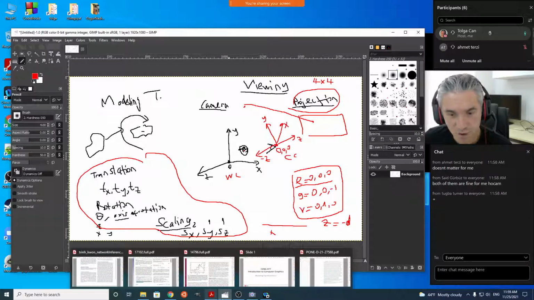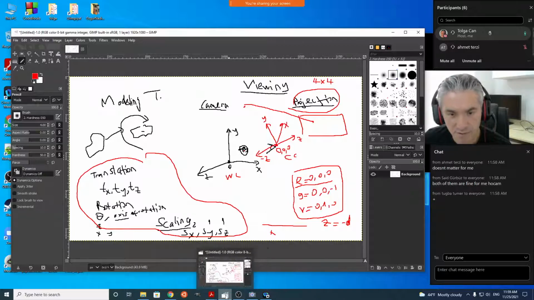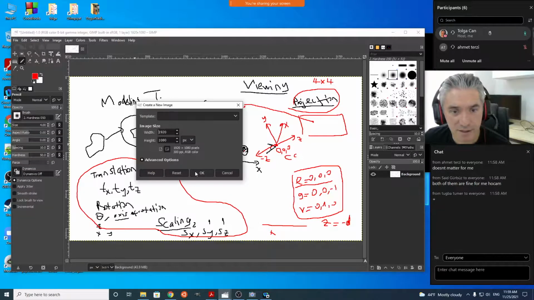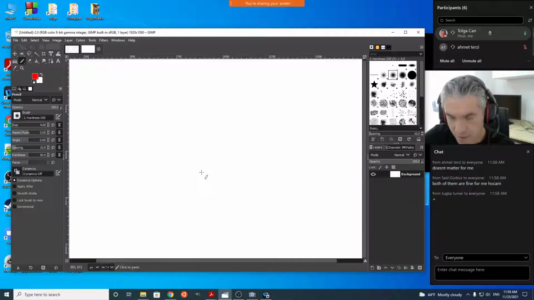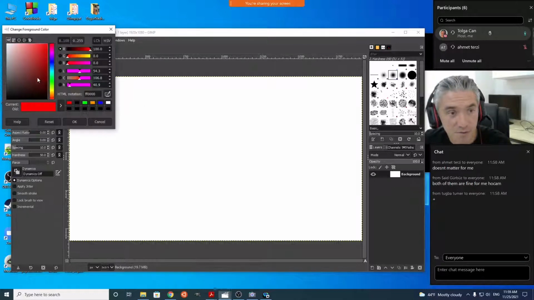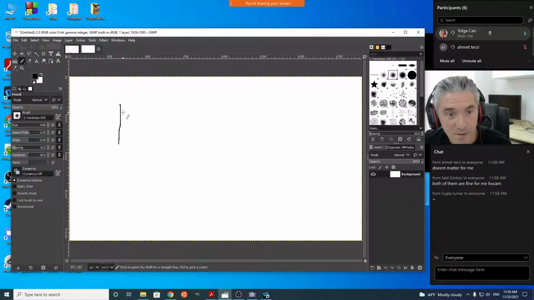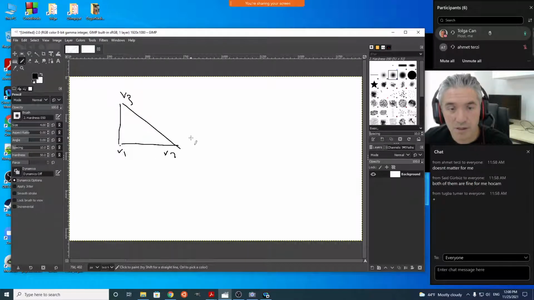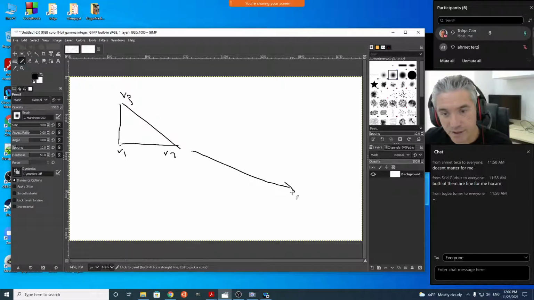Let's start with the 2D case. I'm going to be using GIMP most of the time, not the slides, so let's go ahead and start. The first thing is translation. It's the simplest. Translation in 2D is really simple. Imagine we have a triangle, and it has some vertices, v1, v2, v3, and our goal is to translate this to some place. For example, we may want to translate this here.